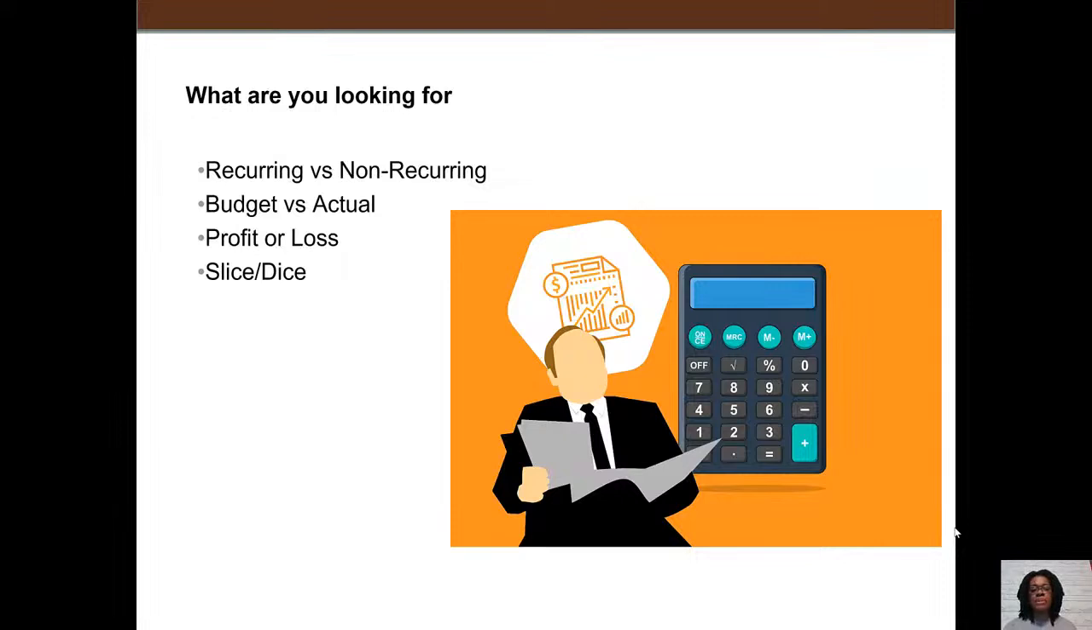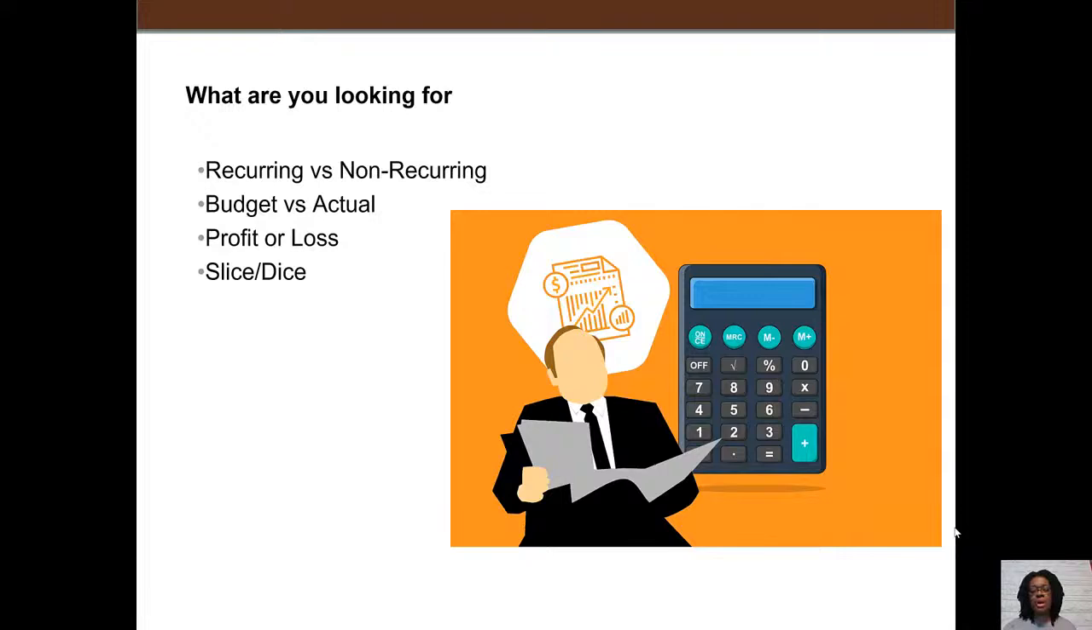You also want to look at your budget versus actual. Many organizations create a budget, but they do not go back and compare it to actuals. You created this budget to basically say this is how we're going to operate through the year. So you need to measure that against your actuals, because your actuals is going to tell you, am I operating as I said I would?